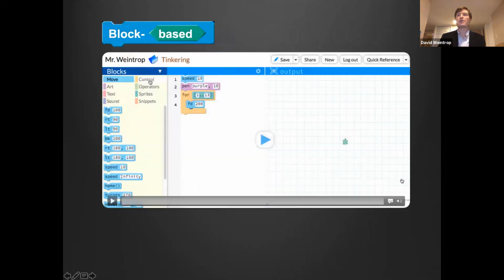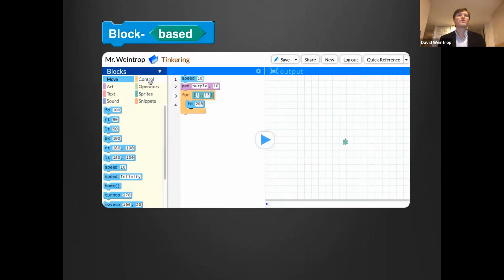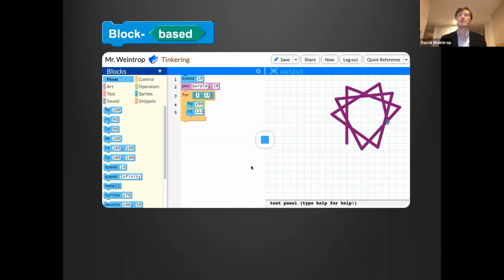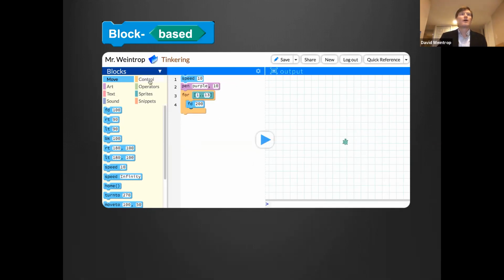So this is the block-based environment that I introduced students to. I call these environments pencil.cc. Here we see a lot of the typical features of a block-based environment. There's a palette on the left. We can drag our commands from the left onto our canvas, modify them, and hit the run button, and we get our little turtle drawing a nice little spiral. So this is our block-based condition.